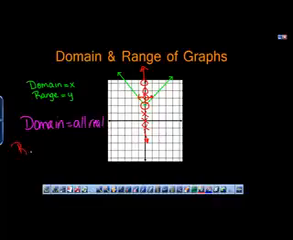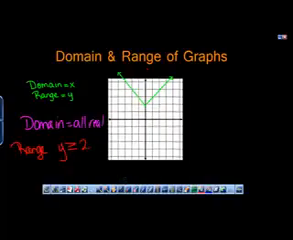So when we write our range, we will write it as y is greater than or equal to 2. So again, as we look, we see that y equals 2 is right here, and y equals 2 is part of the graph. So we want to include that, which is why we say greater than or equal to. Y equals 2 is part of the graph, and any number greater than will be in the range. So our domain for this is all real, and our range is y is greater than or equal to 2.